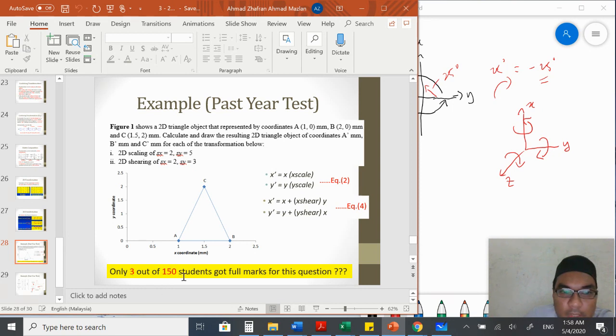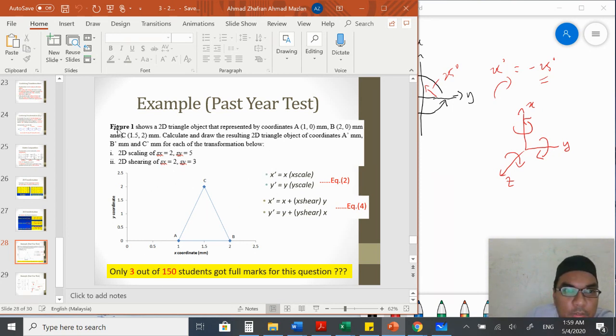From the 150 students, during that time the subject was a combination of aerospace, mechanical, and manufacturing students, so the number of students is quite big. Only 3 students surprisingly can answer both questions correctly, questions 1 and 2. Of course there are students that made some mistakes also, but it's quite surprising that just 3 out of 150 can answer it correctly.